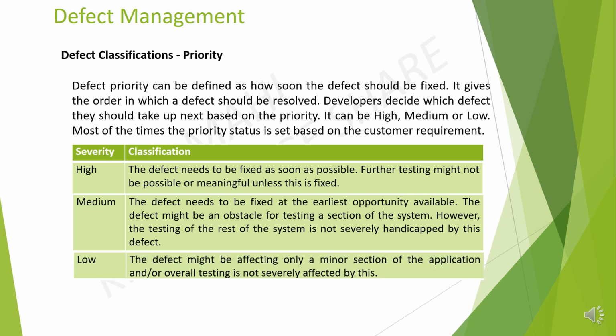Next, low. Low priority means the defect might be affecting only a minor section of the application, or overall testing is not severely affected by this.